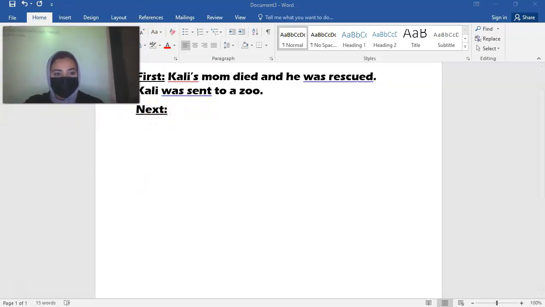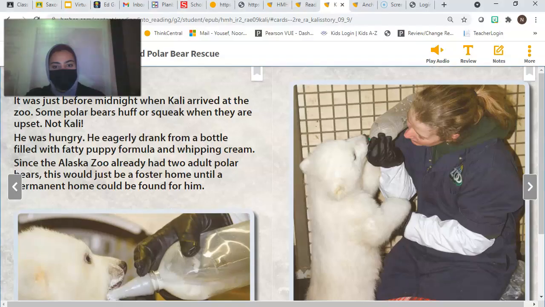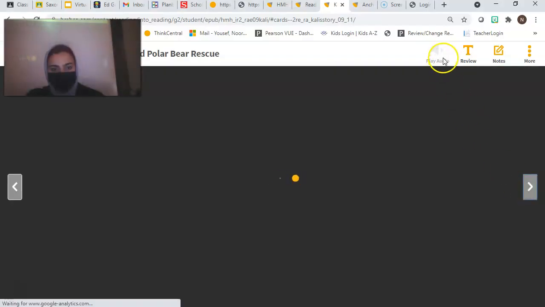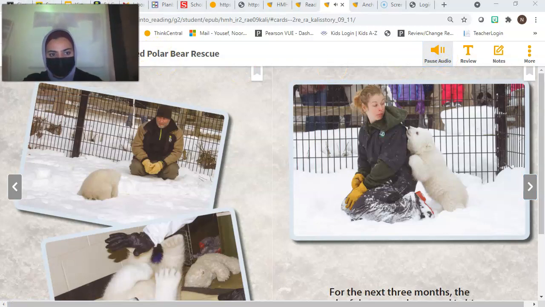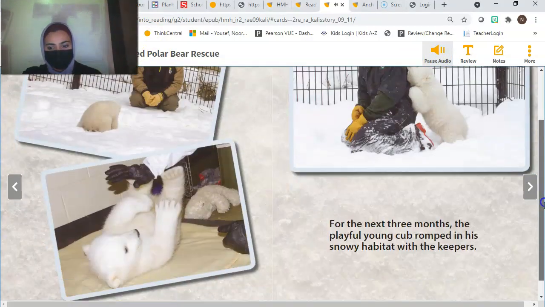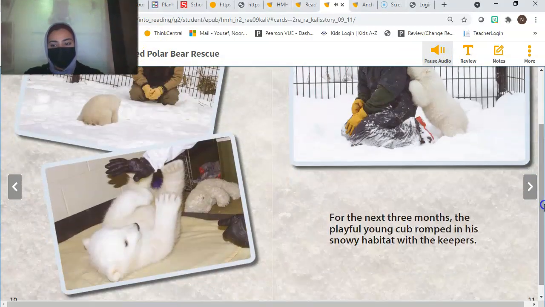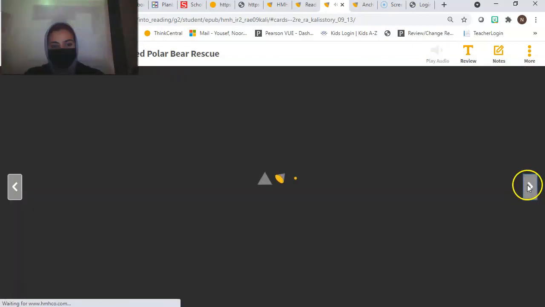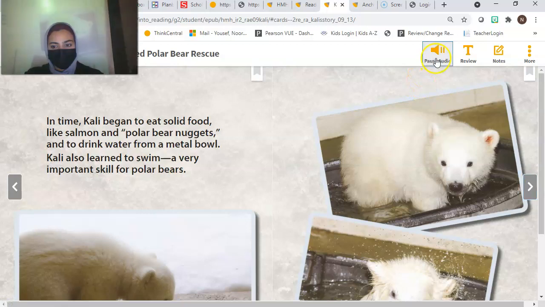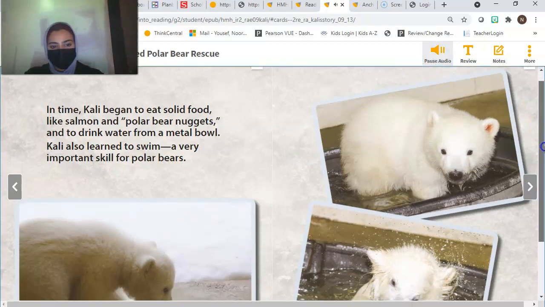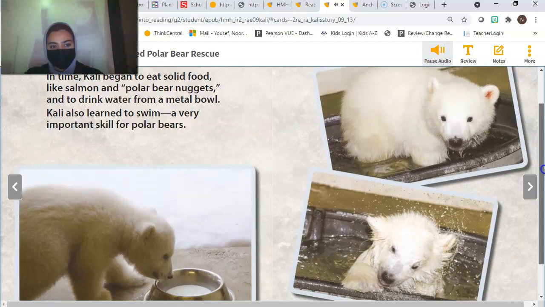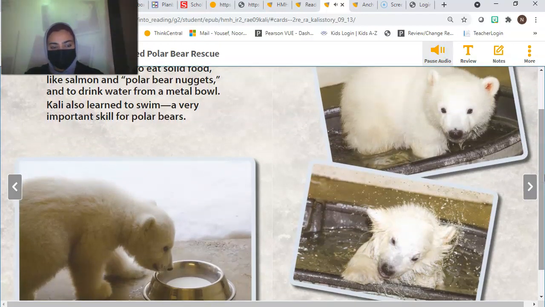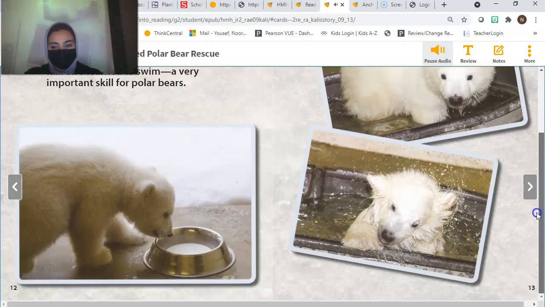All right, let's read to find out if they're taking care of him. For the next 3 months, the playful young cub romped in his snowy habitat with the keepers. In time, Cully began to eat solid food, like salmon and polar bear nuggets, and to drink water from a metal bowl. Cully also learned to swim, a very important skill for polar bears.